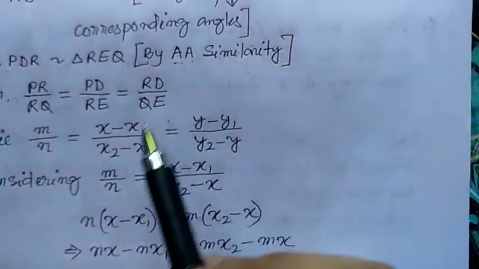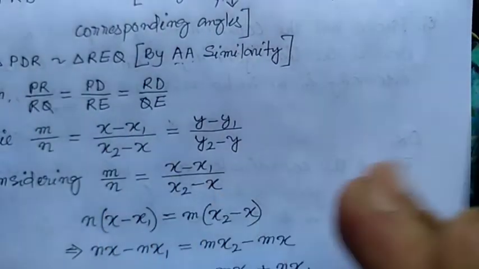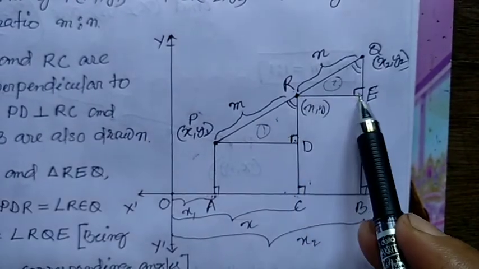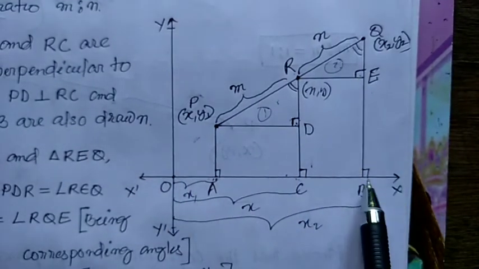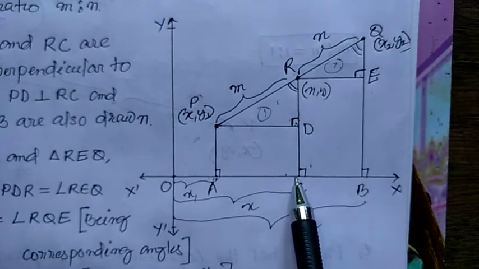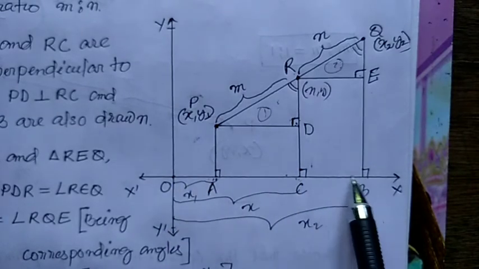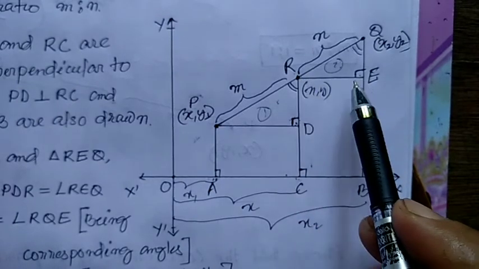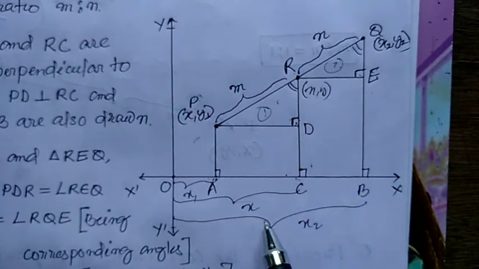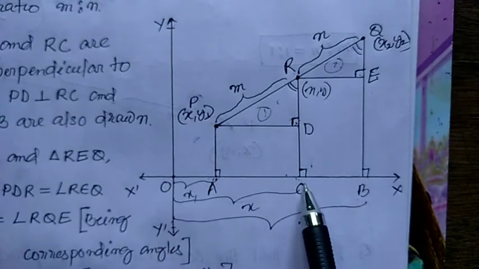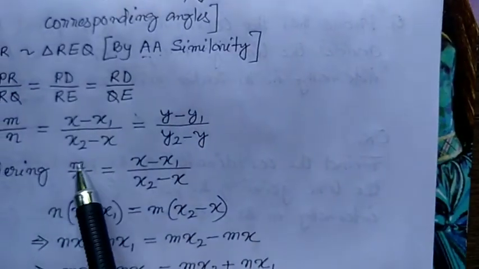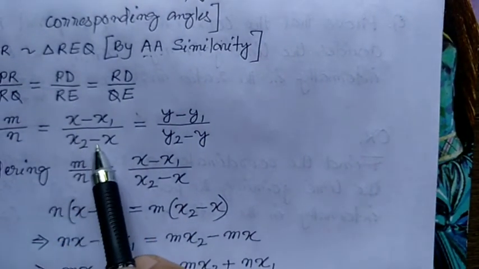Like that, the second one we have RE. And let's see RE. Here is R, here is E. RE can be written as OB minus OC. If we remove OC from OB, we get CB or BC, which is equal to RE. So we write this RE as x2, from O to B, minus from O to C, that is x. x2 minus x. You can see RE is written as x2 minus x.